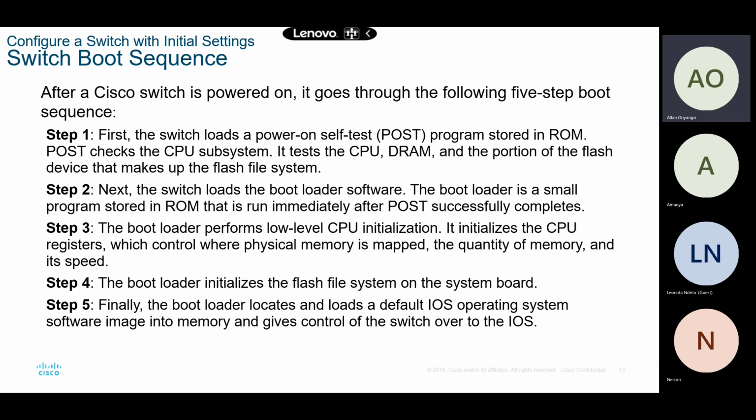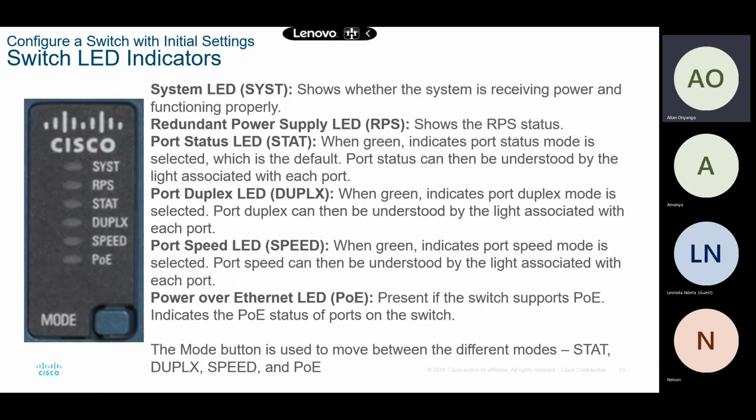They check the quantity and even the speed of the memory. Then the bootloader is going to initialize where the operating system is stored, the flash file system stored in the flash memory. And finally, the bootloader is going to locate and load the operating system, which will now take over the running of our device. It will take over the running of the switch or the router. So that is important for us to note. So this is what is called the boot sequence that we have in our router or the switch.